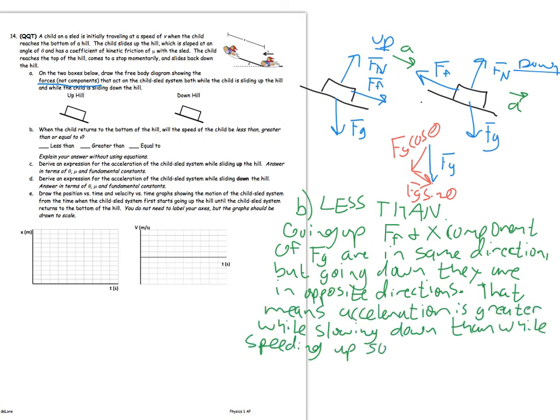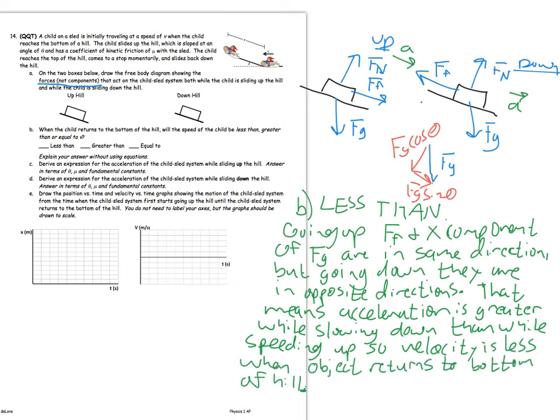And that ultimately means the velocity is less when we return back to the bottom of the hill. Alright, so there we have our answer to B. This is one of those ones where doing C and D might actually help you answer B. As we're going to see, we're going to derive an expression for the acceleration in both cases. So if that does help you out, feel free to do those second parts before you do part B.